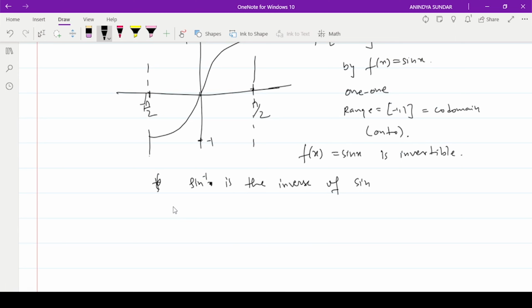Okay, now what is the domain of sine inverse, and what is the range of sine inverse? Range or codomain are same. So for the sine function, the domain was minus pi by 2 to pi by 2, and range was -1 to 1, and that will be exchanged. Like the domain of sine inverse will now become -1 to 1, and the range will become minus pi by 2 to pi by 2. These two things will be exchanged.